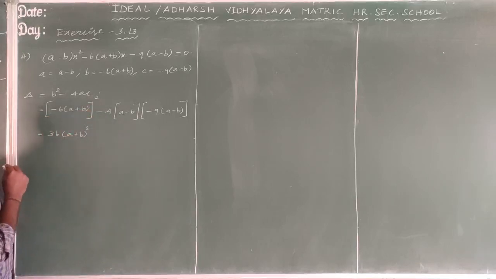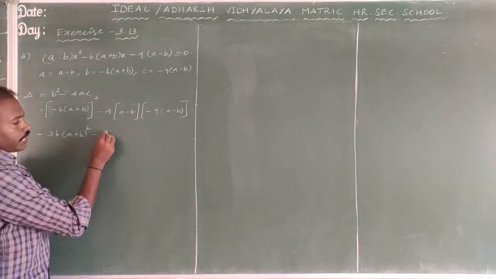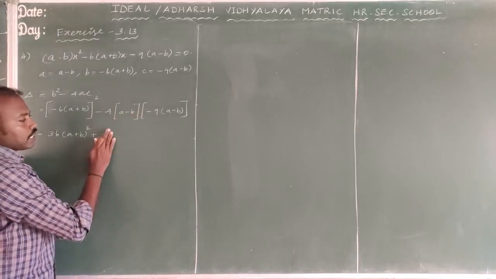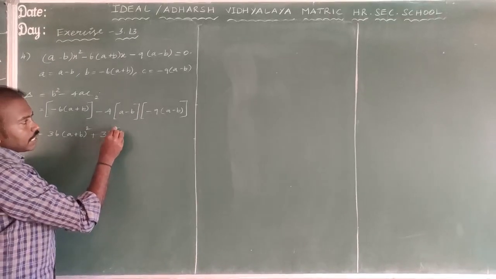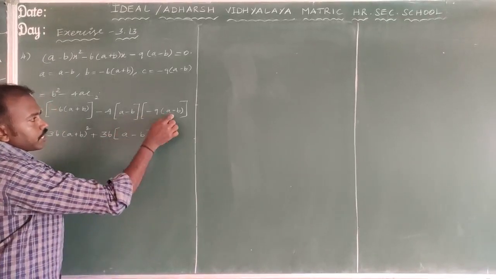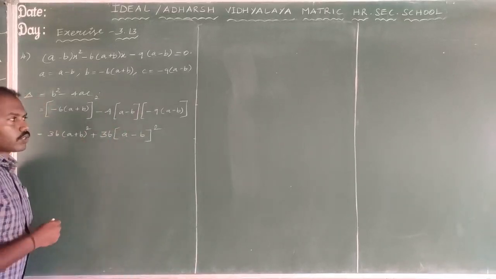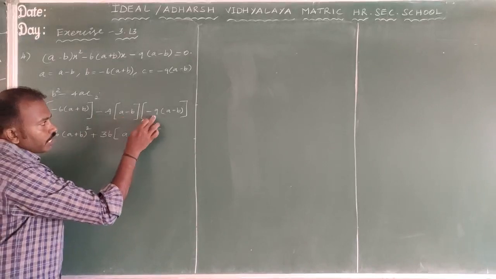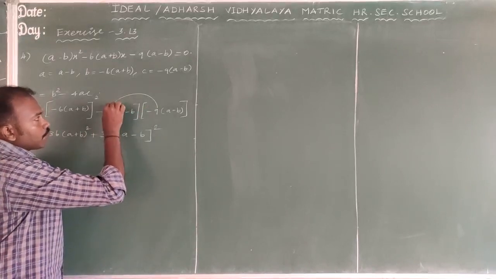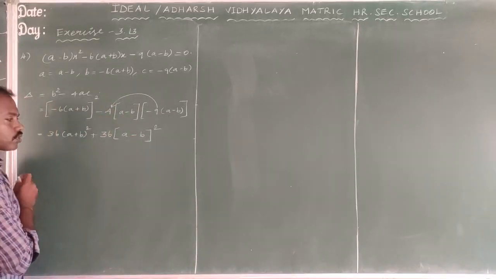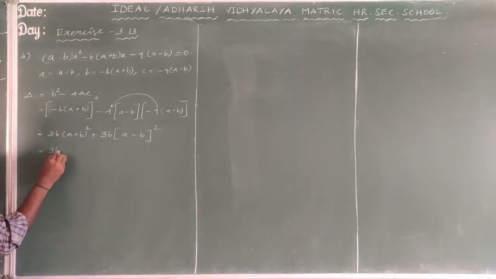Then a plus b the whole square minus 4 into, that is minus into minus plus, 4 nines are 36, into a minus b the whole square. Then a minus b into a minus b the whole square. The step one confused us a little: minus into minus plus, 4 nines are 36. We multiplied these two together, remaining a minus b into a minus b the whole square. Then 36 into a plus b the whole square.